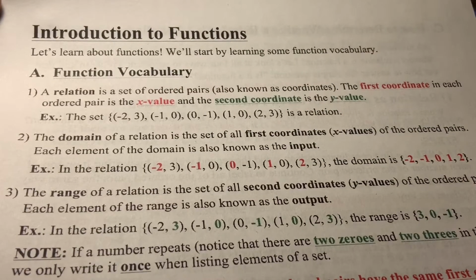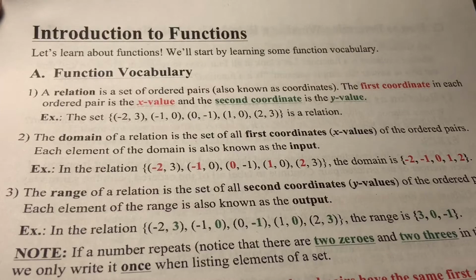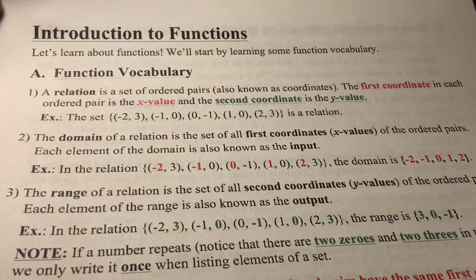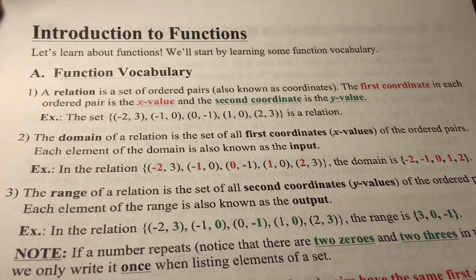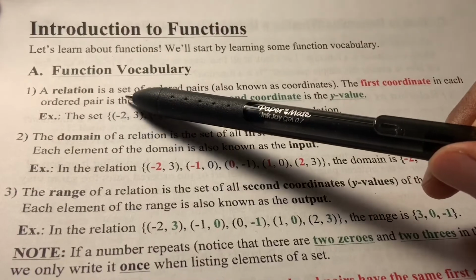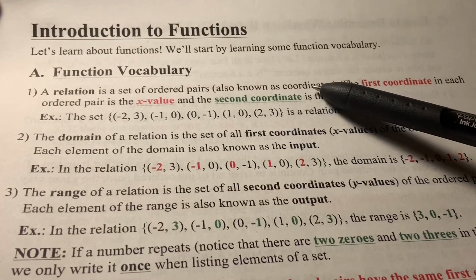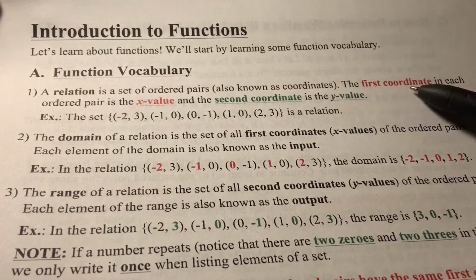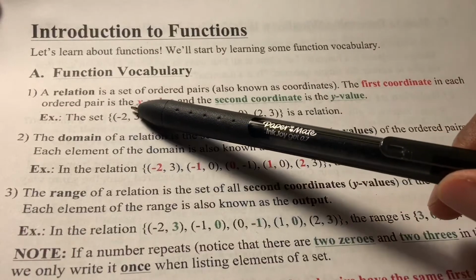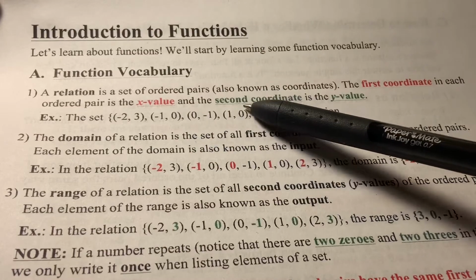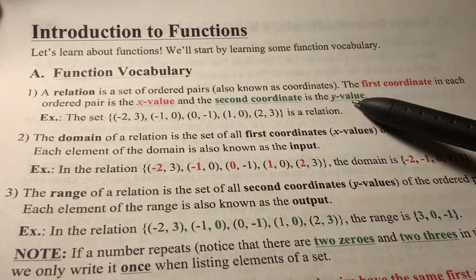So let's remember that vocabulary is very important in math. It's just as important in math as it is in any other subject, okay? So let's get right into our function vocabulary. Our very first vocabulary word is relation. A relation is a set of ordered pairs, also known as coordinates. The first coordinate in each ordered pair is the x value, and the second coordinate is the y value, okay?